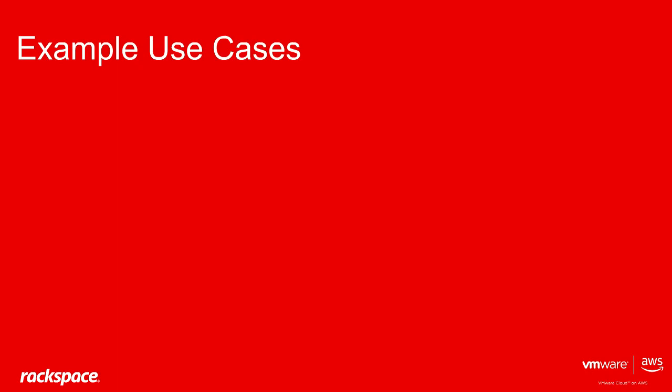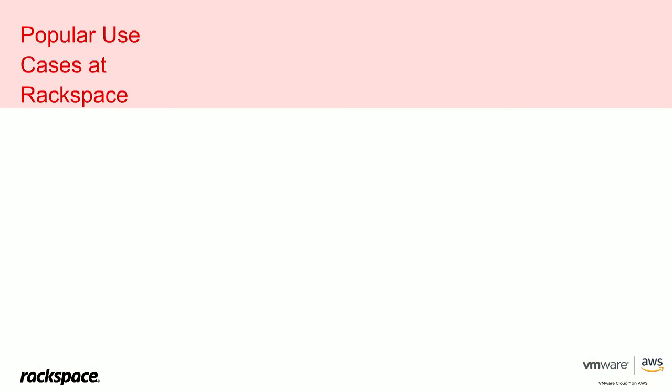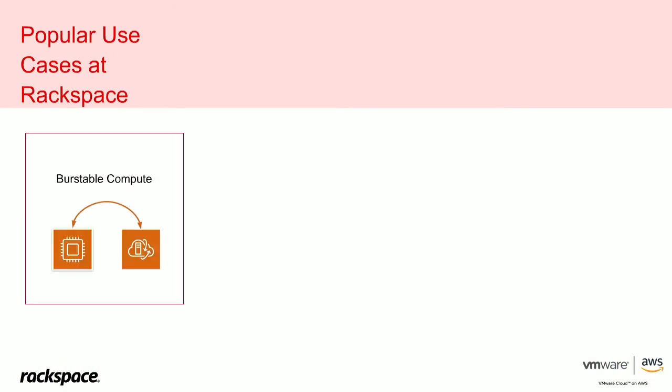So now you might be thinking, Arthur, what are you actually seeing with your customers that they're actively asking for? Well, I'm glad you asked. So the first category I would like to mention is burstable compute. There are 2 main cases where customers find VMware Cloud on AWS environment very useful.